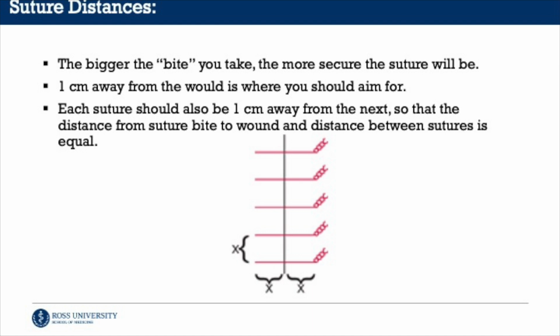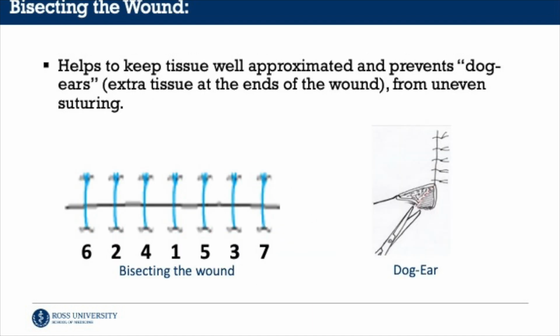1 centimeter away from the wound is where you should aim for. Each suture should also be about 1 centimeter away from the next, so that the distance from suture bite to wound and distance between sutures is equal. Bisecting the wound is done to approximate tissue by placing the next suture in the midpoint between ends of the wound. By doing this, it helps to keep the tissue well approximated and prevents dog ears.